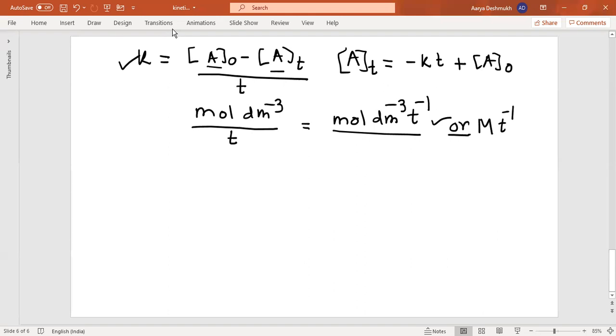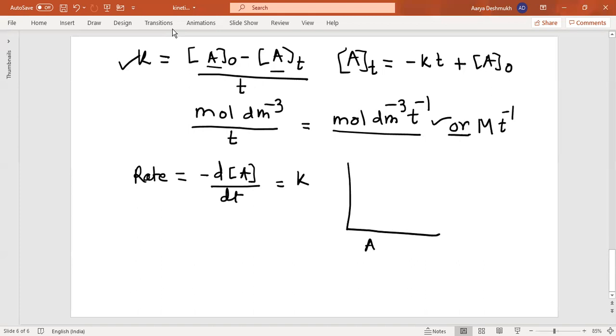Now, how will you represent this zero order reaction graphically? You know that for a zero order reaction, rate is minus d[A]/dt equals K. If you plot the graph of concentration of A at a particular time t versus rate, you get such a graph. It is constant, isn't it? So the graph of rate versus [A]t is a horizontal straight line.